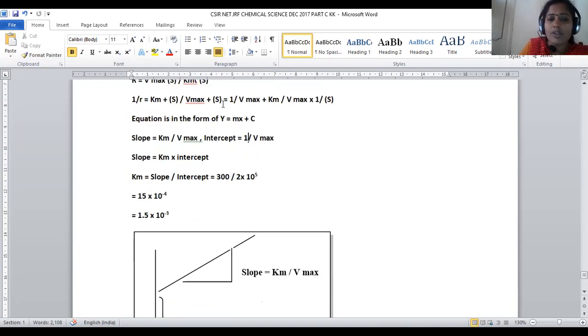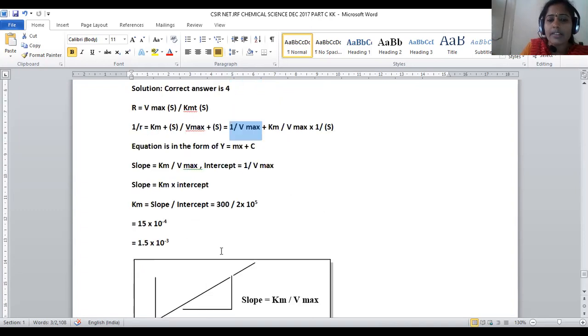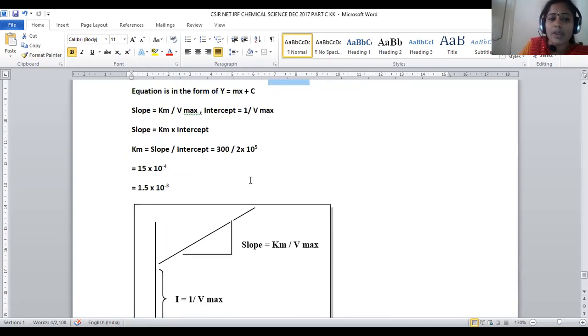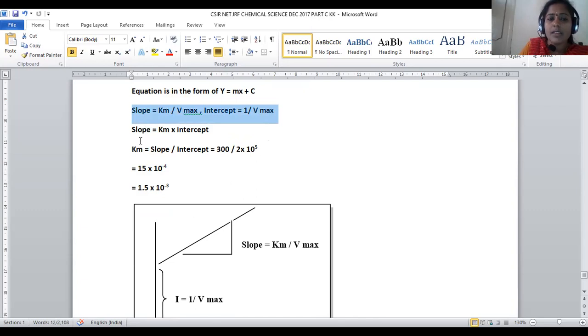Now, what is the intercept C here? This 1 by Vmax is the intercept. Then what is the slope m? The slope m is given as Km by Vmax. So here, slope is equal to Km by Vmax, and intercept is equal to 1 by Vmax. This we got from this graphical representation.